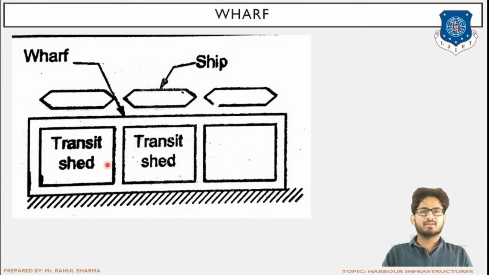This is an image which we have already seen in chapter number 2. As we can see, it is parallel to the shore. This is the shore line. Wharf is parallel to the shore. The berthing of ship can be done in a single direction, that is one direction, and it is adjacent to the transit shed, which is the storage facility where the cargo which is unloaded can be directly transferred.